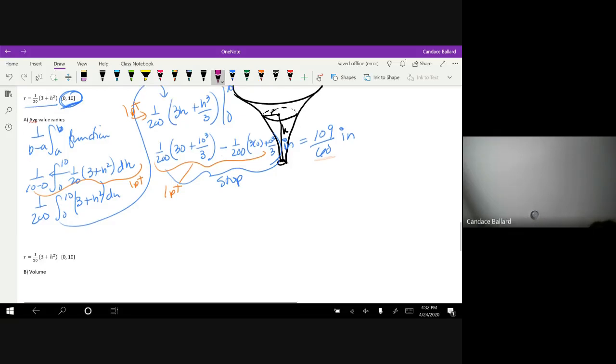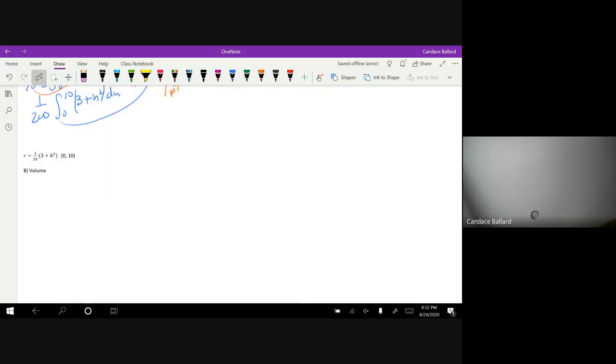Okay. Let's go to part B. Are we good on that? Any questions on that one before I move on? Nope. Okay. All right. So part B simply says find the volume of the funnel.